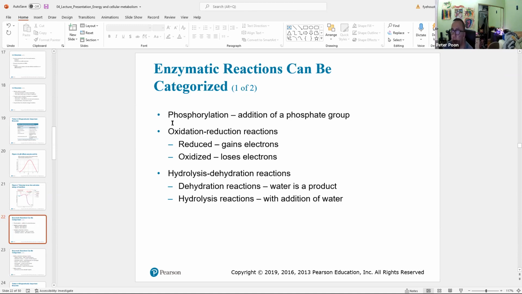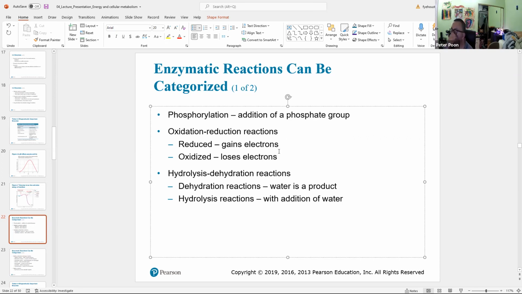Oxidation and reduction always happen side by side. So one thing gets reduced, one thing gets oxidized. The one thing that is oxidized loses electrons. The one thing that gains electrons is reduced. The easy way to remember is OIL RIG: oxidation is loss, reduction is gain of electrons.